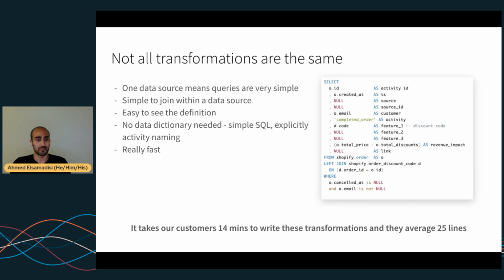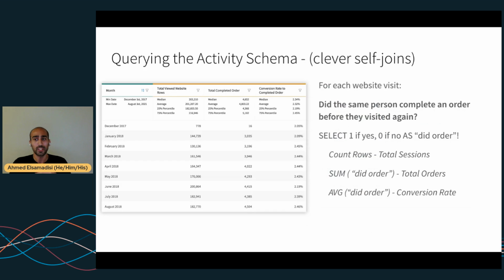How do we use it? So querying the activity schema is pretty unique. I like to think about it as fancy pivots or clever self-joins. So you have this long table and you're going down the long table and using that to answer questions. For example, the question we tried to answer earlier, which is, we want to know everyone who visited the site, did they have an order, and what's the conversion rate from the site? If we want to know that by month, it's actually pretty simple.